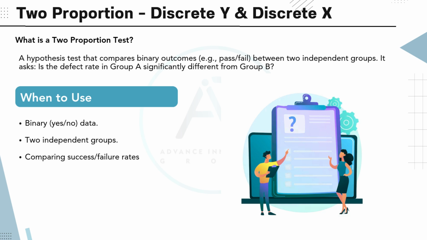When should you use it? Here are 3 key conditions. Your outcome is binary, e.g., success, failure, defect, no defect. You have 2 independent groups, e.g., 2 different shifts, years, teams, or suppliers. You're interested in comparing their success or failure rates. This test is very useful in quality control, customer feedback comparisons, training effectiveness assessments, and many other operational decisions. We'll look at how to run this test in Minitab and interpret the results in the following slides.